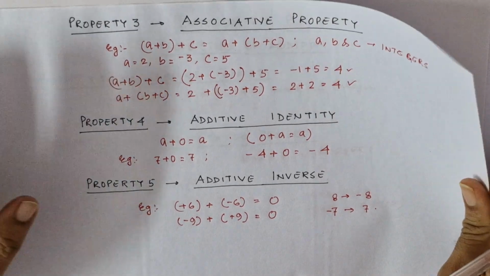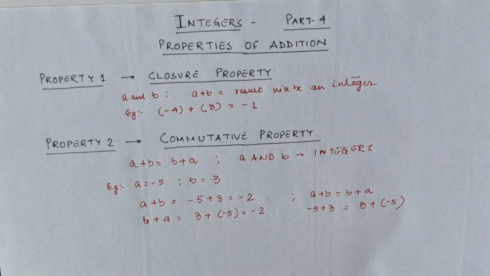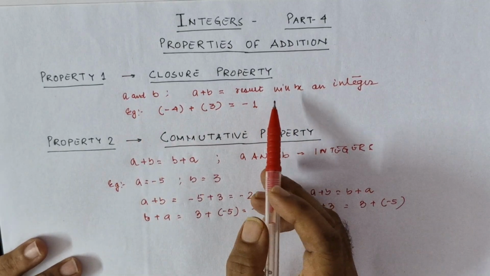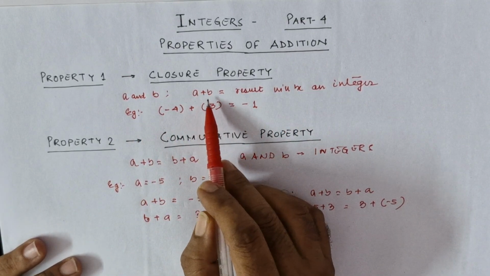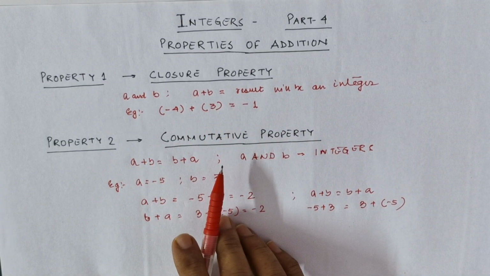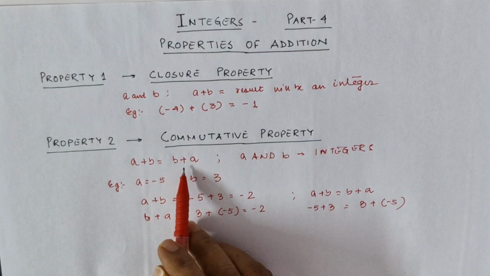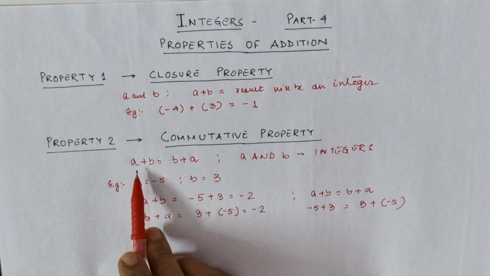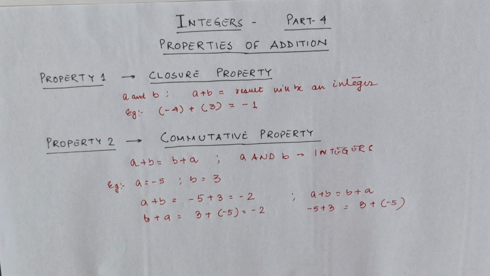So let's have a recap. What are these 5 properties of integers? The first property is the closure property, where it says that if A and B are 2 integers, the sum A plus B is also an integer. Property 2 is known as commutative property, where if you change the order, the result remains the same. So A plus B equal to B plus A, where A and B are integers.